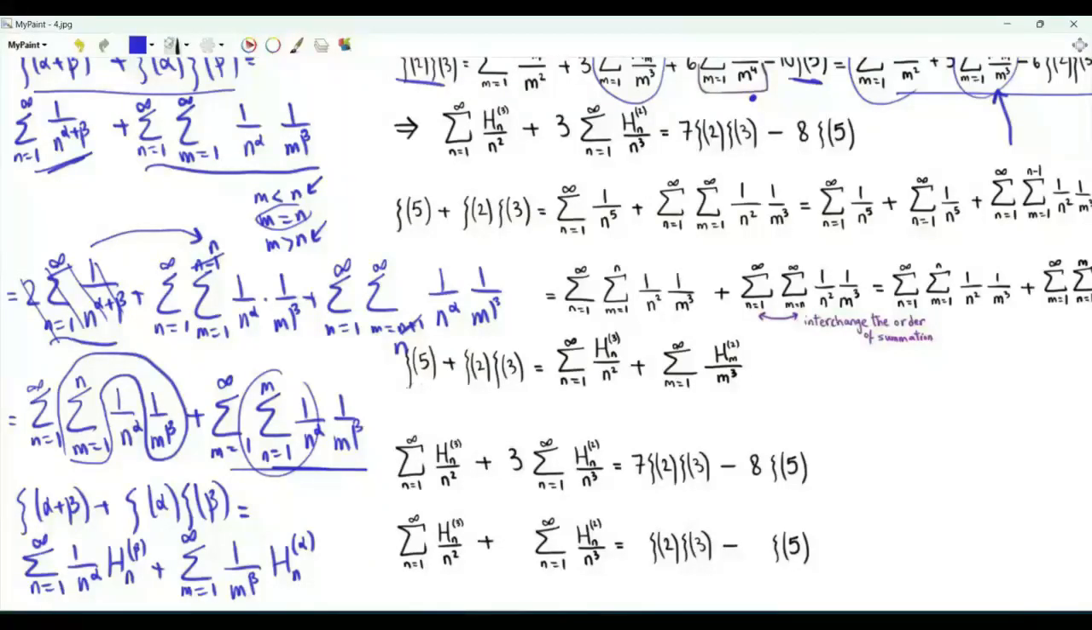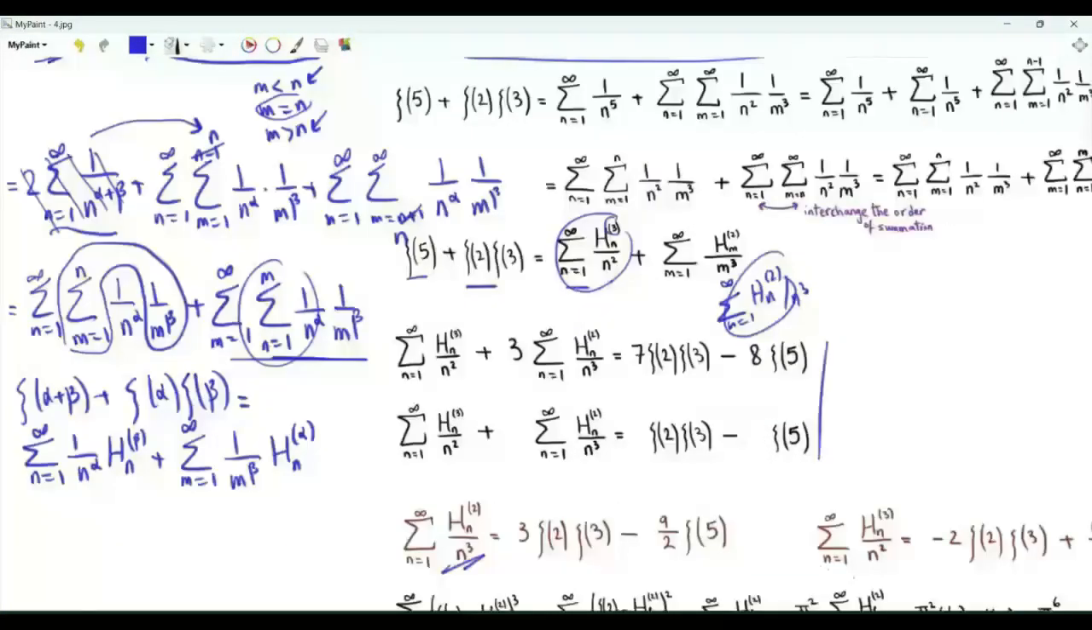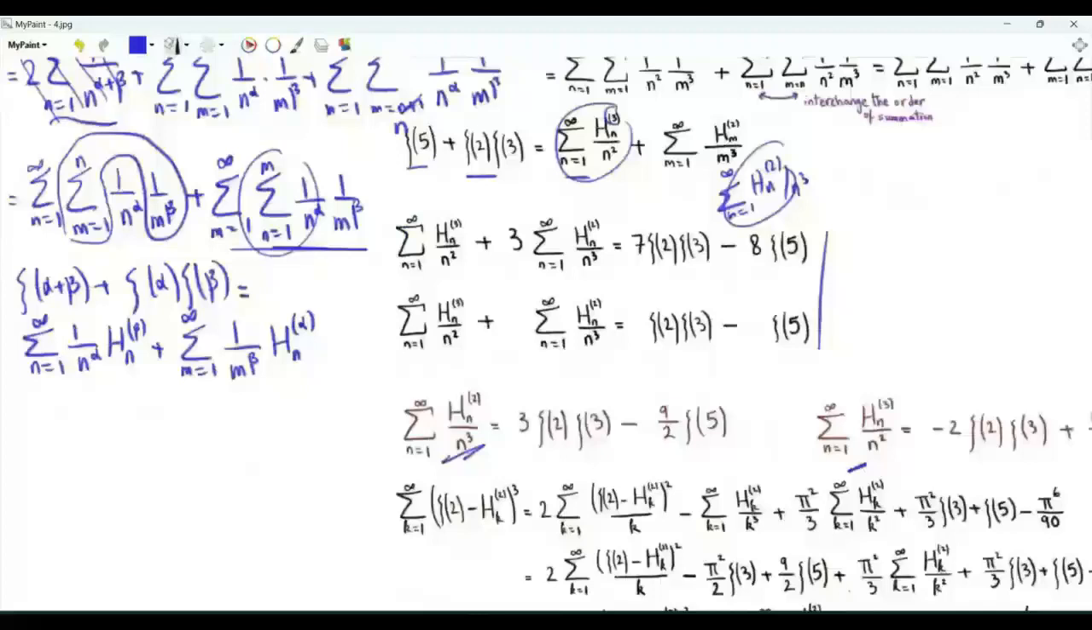If alpha and beta are 2 and 3, we get that zeta of 5 plus zeta of 2 times zeta of 3 is equal to summation n from 1 to infinity, the nth generalized harmonic number of order 3 over n squared, plus summation n from 1 to infinity, the nth harmonic number of order 2 over n cubed. That's the second equation involving these two sums. Here is the first one. Solving, we obtain both sums. This is the one we need for our main goal.